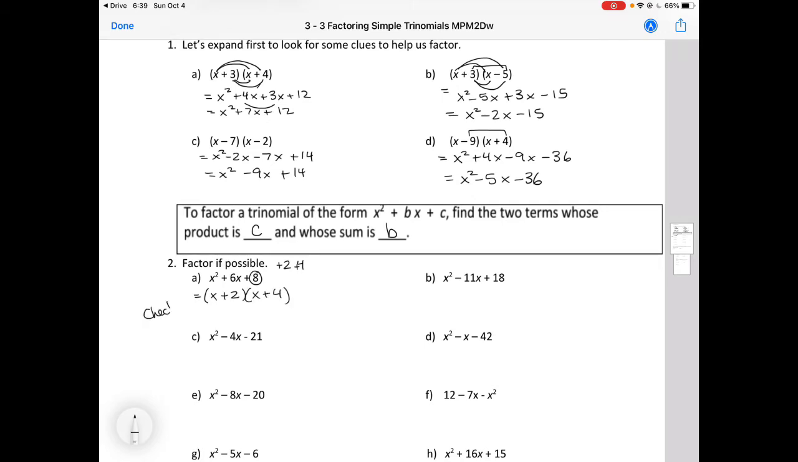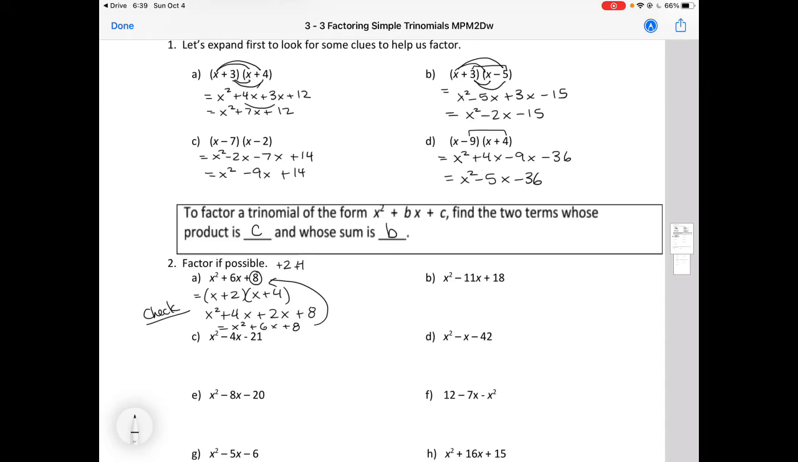Now if I check by expanding, I would get x squared plus 4x plus 2x plus 8, which simplifies to x squared plus 6x plus 8. Same as I started with.